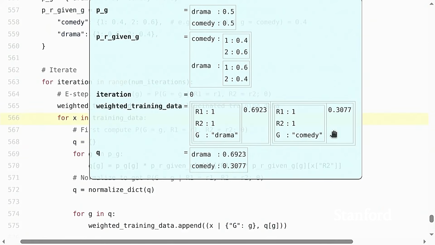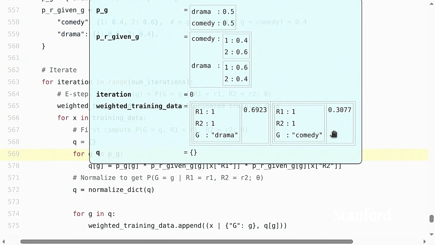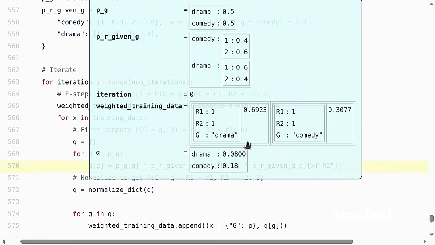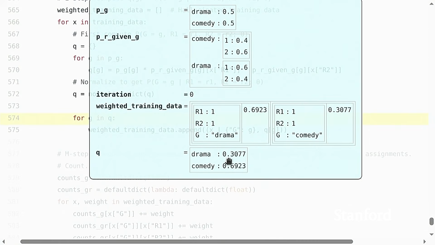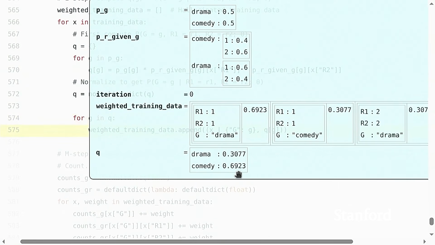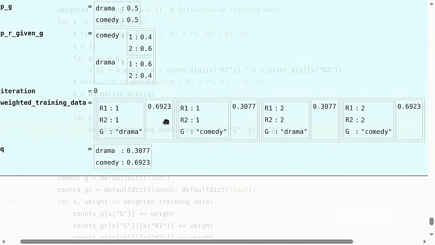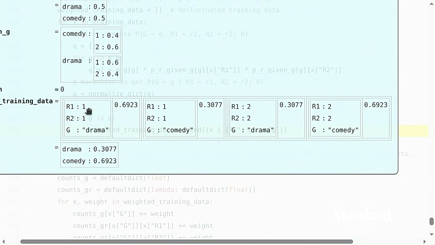Okay, so now I go through the second example, and similarly, I'm going to compute a distribution, and I'm going to normalize. And this one has higher weight to comedy than drama. And I add 2 additional examples here. So I have 1-1 drama, 1-1 comedy, 2-2 drama, 2-2 comedy, right? And so the values here are, the probabilities are, the weights are 0.69, 0.3, 0.3, 0.69.